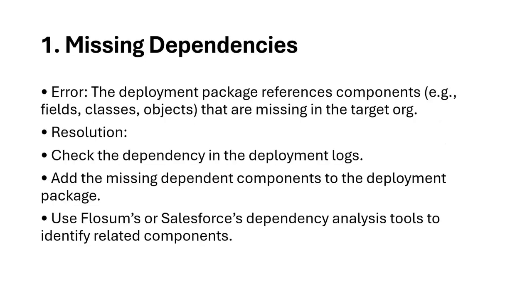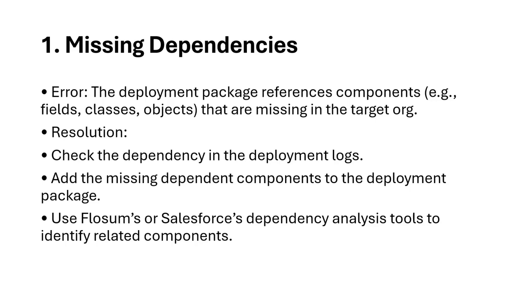The first one is the missing dependency. This error usually comes when the deployment package references components, for example fields, classes, objects, that are missing in the target org. To resolve this issue, you check the dependency in the deployment logs and add the missing dependent components to the deployment package. If your organization is using CI/CD tools like Flosum, Copado, or you can use the Salesforce dependency analysis tool to identify related components, right?